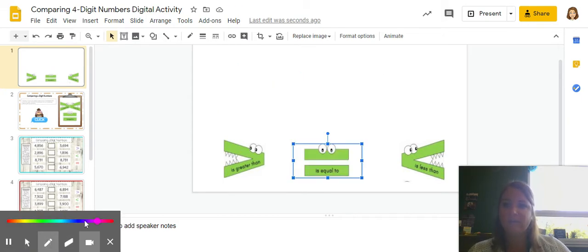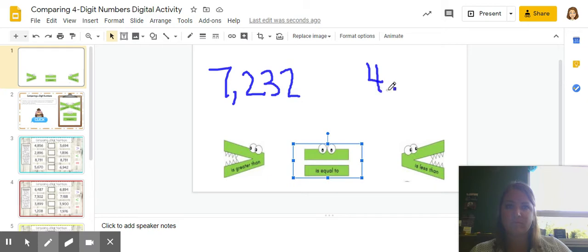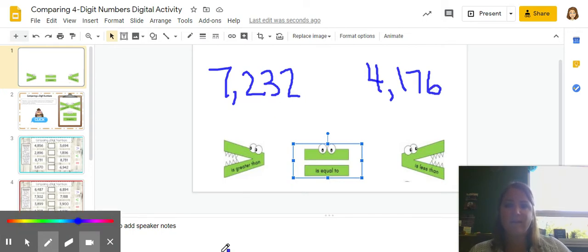All right, we are going to move on to some guided practice. So we are going to do this part together. Right now, I would like for you to use your whiteboard and marker or paper and pencil, whatever you have in front of you to write with, and write down both of these numbers. All right, I would like for you to read these numbers and then press play when you're ready.